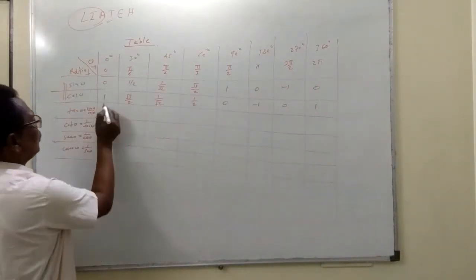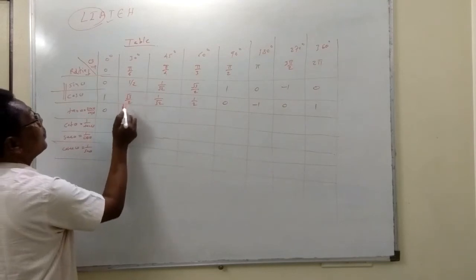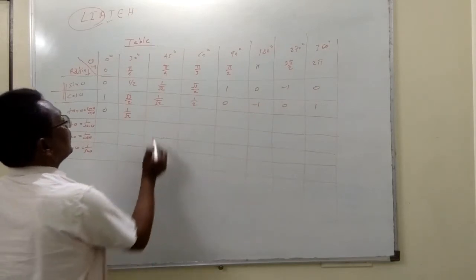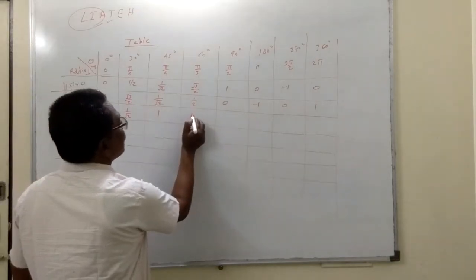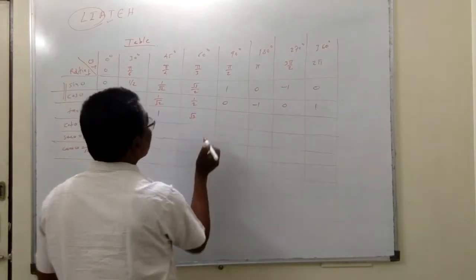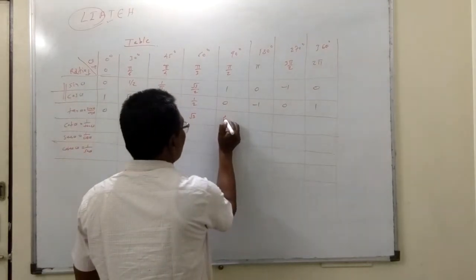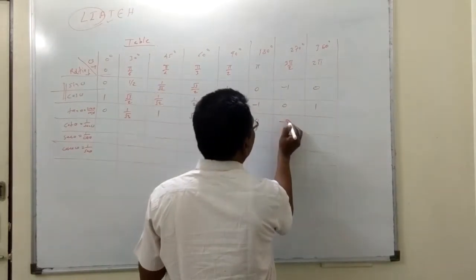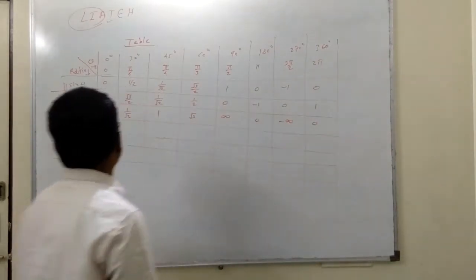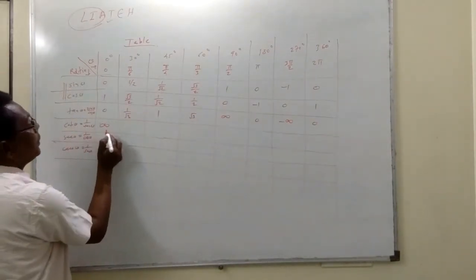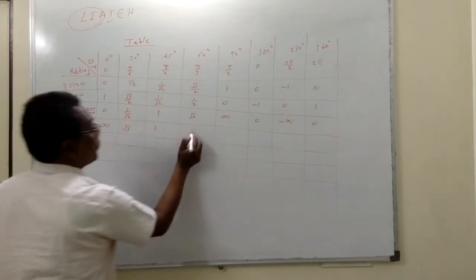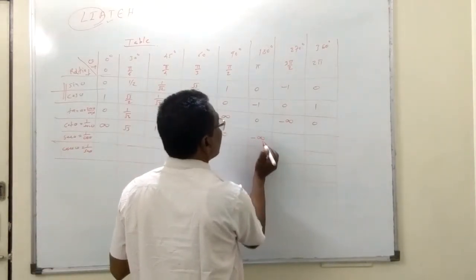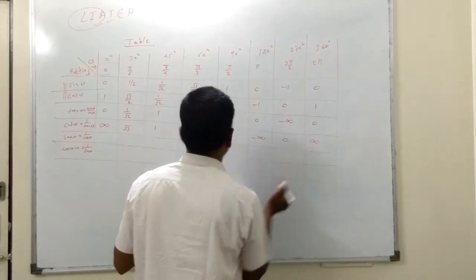Now tan means sine upon cos. So 0 upon 1, 0. Tan 30 or tan pi by 6 is 1 upon root 3. Tan 45 is 1. Tan 60 or pi by 3 is root 3. Tan 90 is 1 upon 0, infinity, not defined. Tan 180 is 0, then minus infinity, 0. Cot means 1 upon tan: infinity, root 3, 1, 1 upon root 3, 0, then infinity, but on the negative axis minus infinity, 0, infinity.